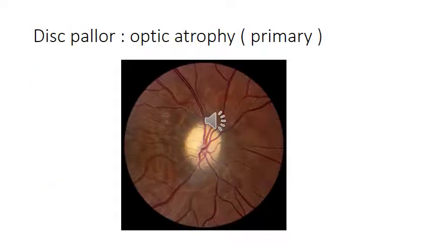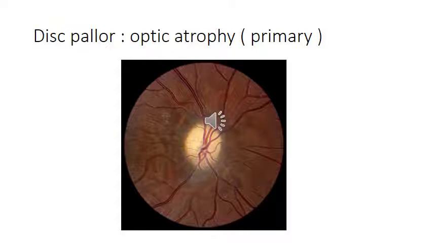Disc pallor or optic atrophy. Disc pallor is a description for optic atrophy. This is late stage changes that occur to the optic nerve, resulting in manifestational differences and disturbance from the normal disc, in addition to visual disturbance and permanent vision loss. So optic atrophy results in a manifestation, a change of the optic nerve, and permanent loss of vision.